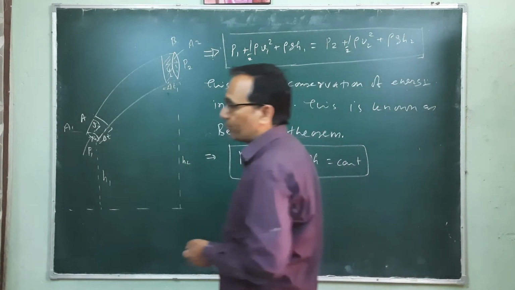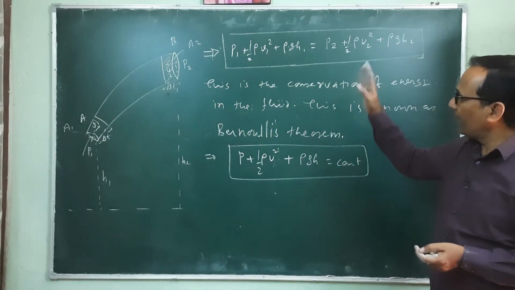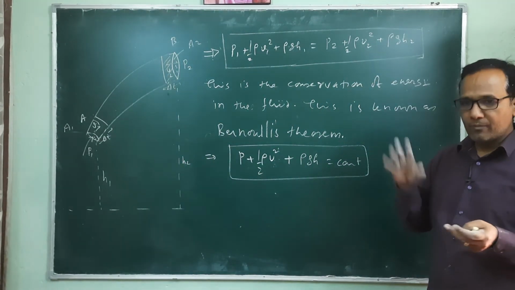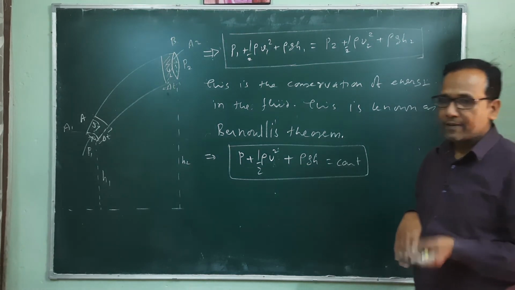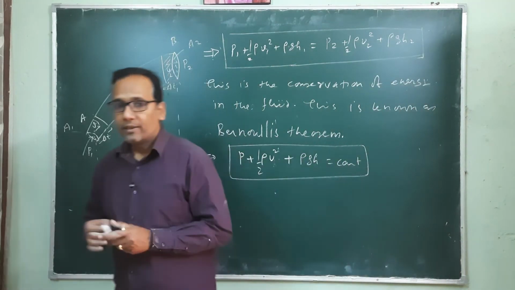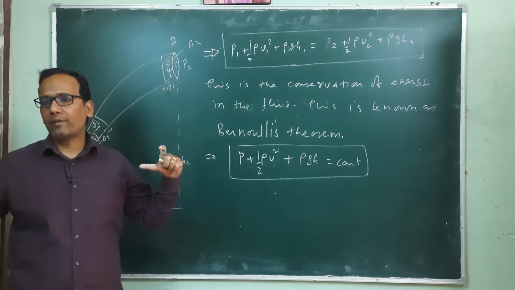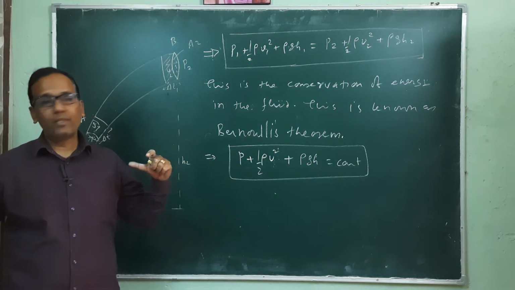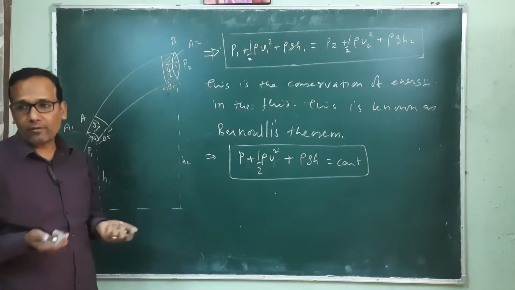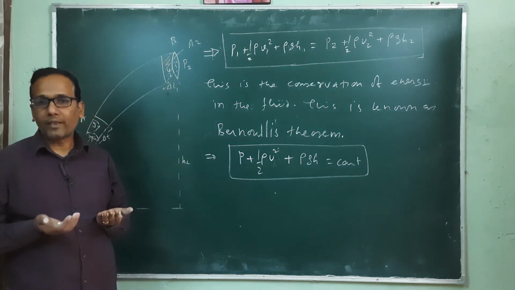This is Bernoulli's theorem. Now, on the basis of this theorem, we can have some special cases. Special case number 1: if the liquid is in a steady state, there is no flow at all, so we take V1 and V2 as constant, that is 0.